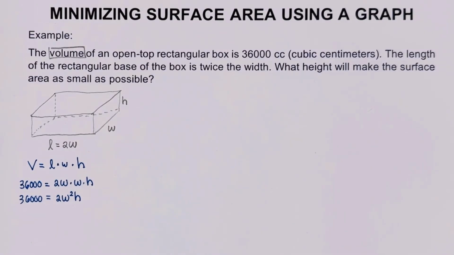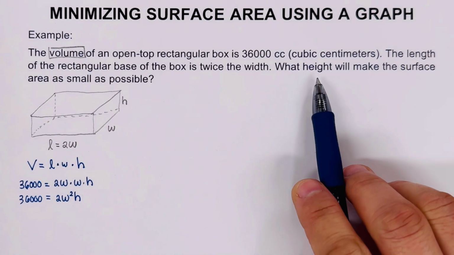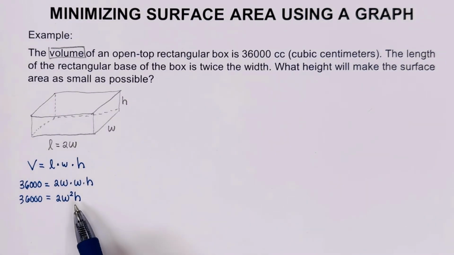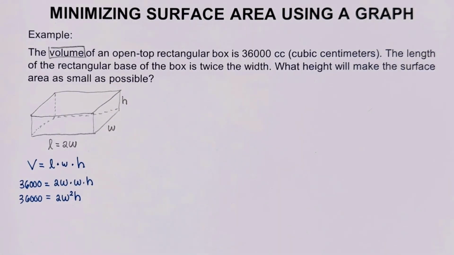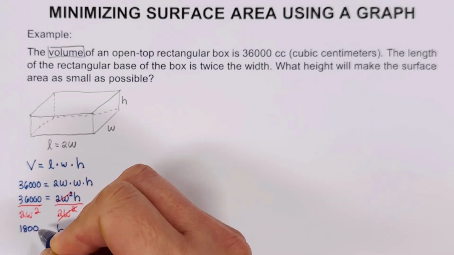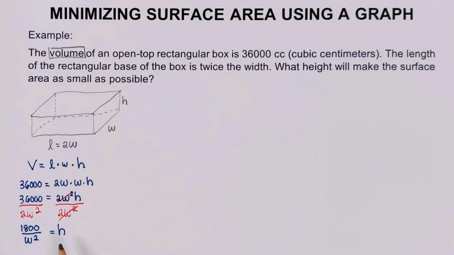Our next step here is to rearrange this equation such that a variable is by itself on one side. Since it says here what height, I need to isolate height by itself. So I can do that by dividing 2W squared from both sides. So this is the formula for the height that works for this problem. Now let's move on to the next step.